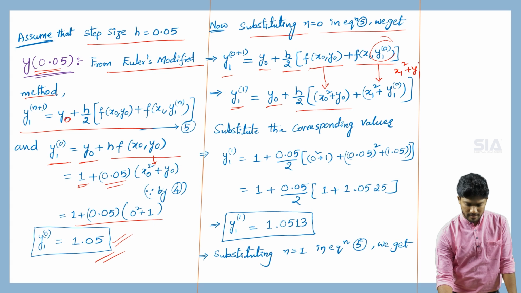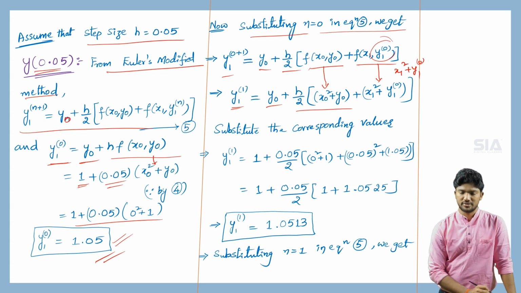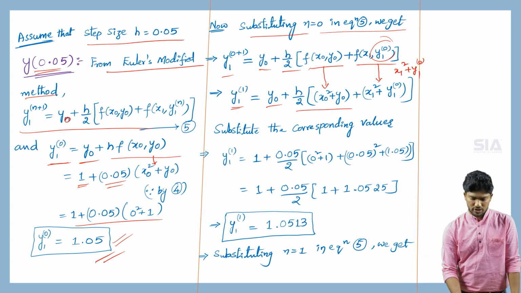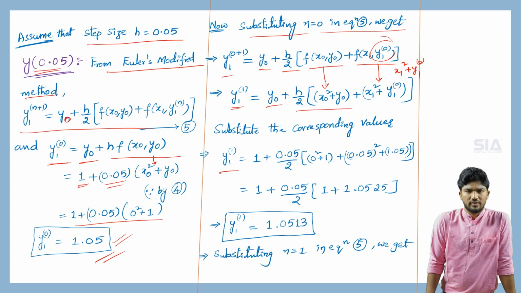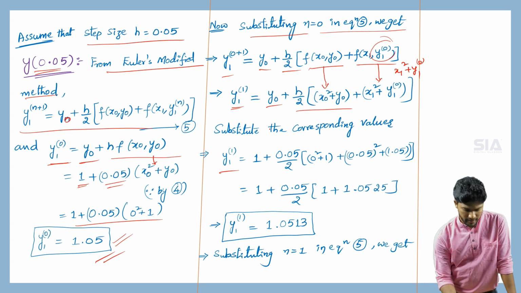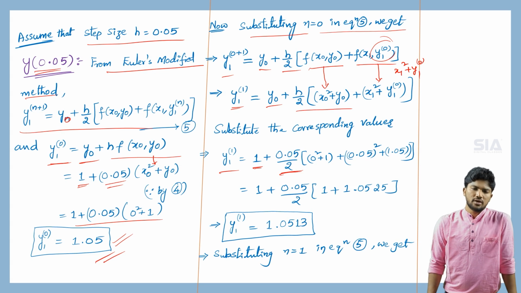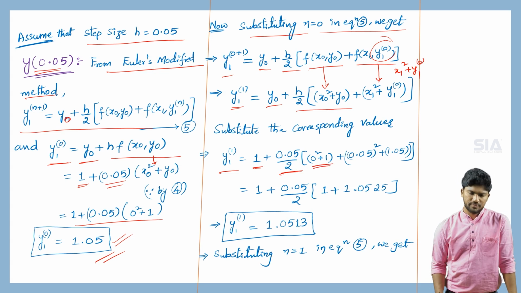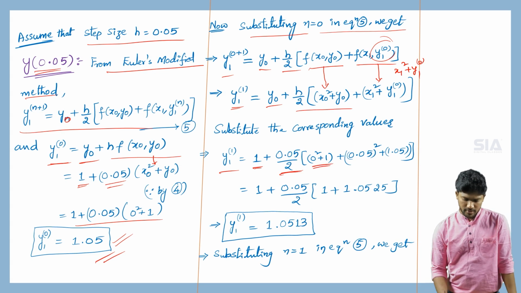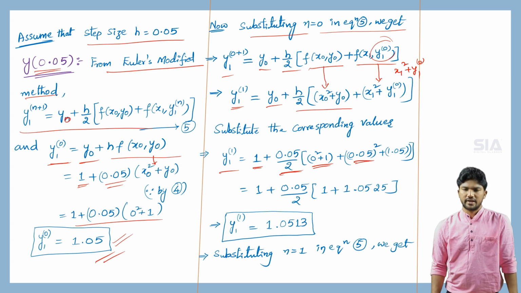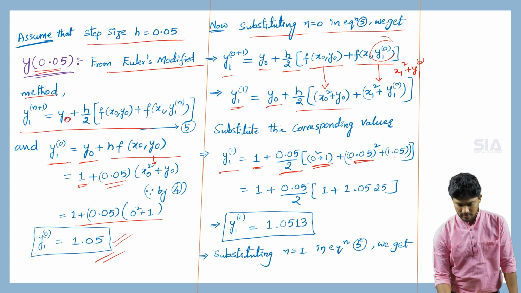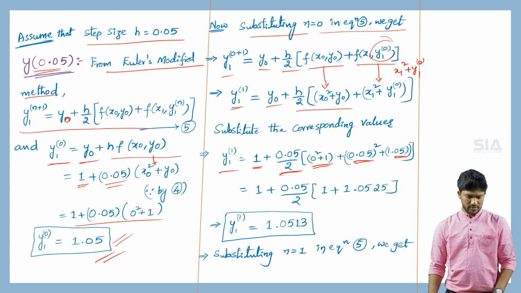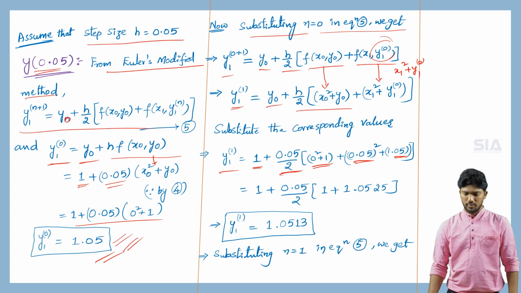ఆ y1 ప్లేస్ లో మనం ఏం రాస్తామంటే యూలర్స్ మెథడ్ ప్రకారం వచ్చిన ఇనిషియల్ వాల్యూని అప్లై చేస్తాం. సబ్స్టిట్యూట్ ద కరెస్పాండింగ్ వాల్యూస్, దేర్ ఫోర్ ద ఫస్ట్ ఇనిషియల్ అప్రాక్సిమేషన్ y1 power 1 is equal to y0 value is 1, h value is 0.5 by 2, okay, into x0 square 0 square plus 1 plus x1 square 0.05, x1 square is 0.05 whole square plus y1 is this one value. Okay, so this value 1.05.